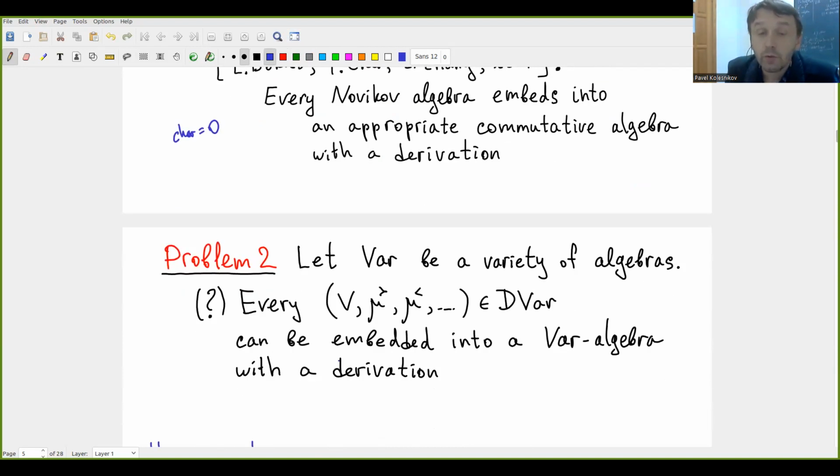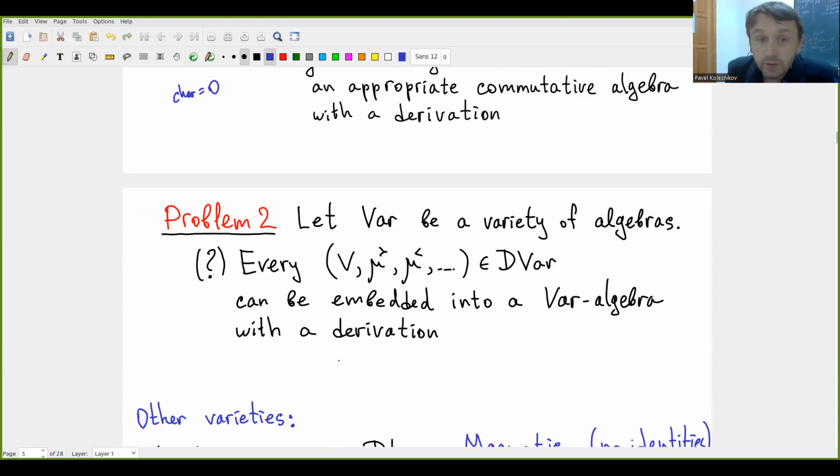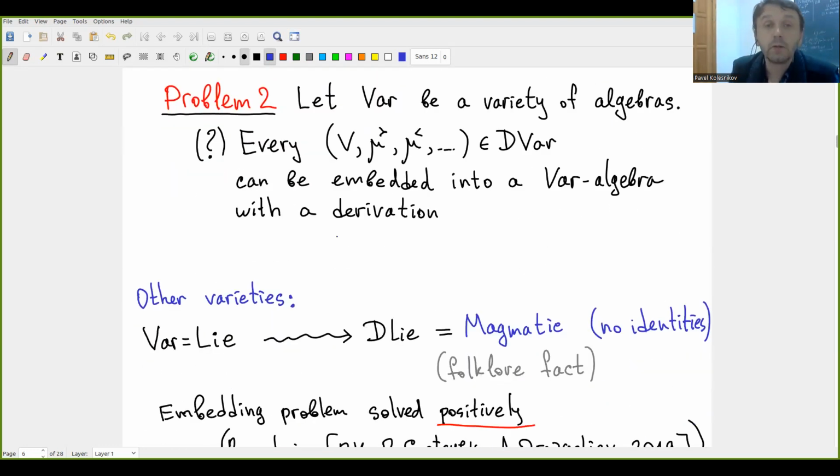So we may try to generalize this statement in the form of the following problem. Suppose we are given a variety of algebras, and suppose we can derive what are the identities defining the derived variety. Suppose we know what is d var. Then, is it true that every algebra from the derived variety can be embedded into an appropriate algebra from var with a derivation?